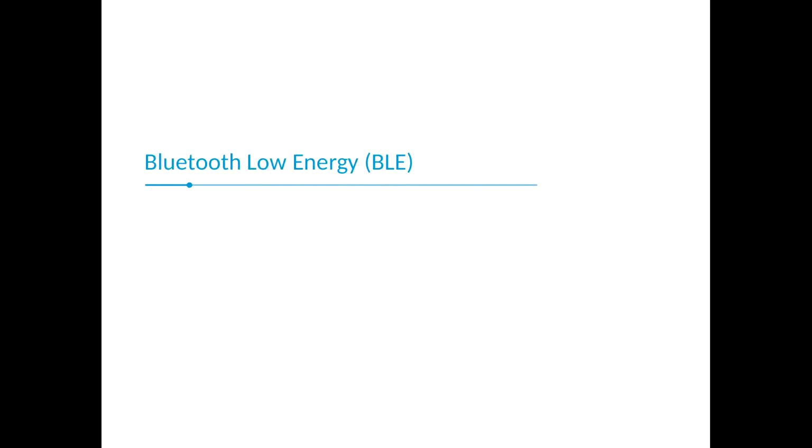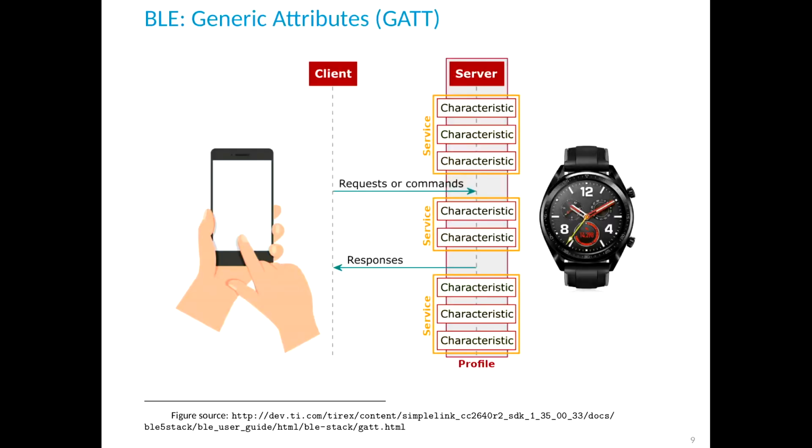So let's talk about Bluetooth Low Energy. In this image, you can see how the generic attributes work. In general, Bluetooth Low Energy has a stack with different layers, but for this talk, only the generic attributes are interesting. At the generic attribute layer, there's a client and a server, and the client can get some information from the server. In our case, the client is the smartphone, and the server is the Huawei watch.